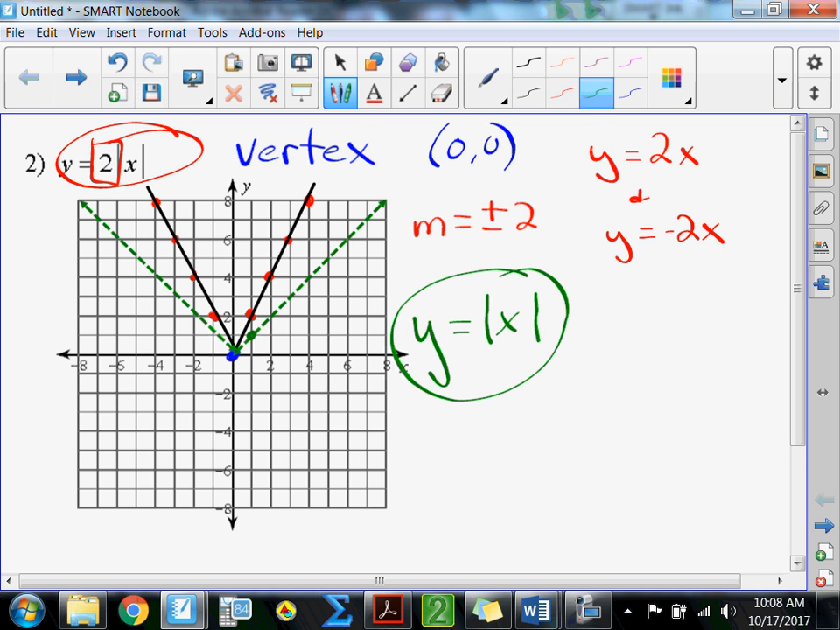The one right above it, I used the highlighter, is at 2. This point right here is 4, 4 on the parent function. So on the new graph, it's at 4, 8 because again, it's twice as far away. So when I'm graphing it, I can use that 2 as a slope, positive and negative 2.